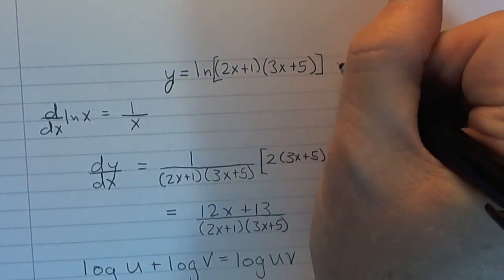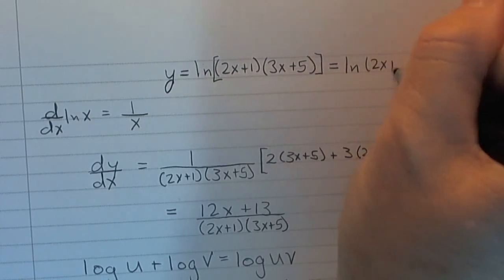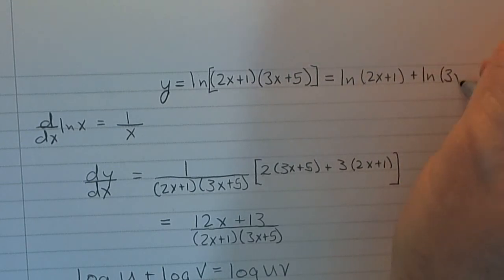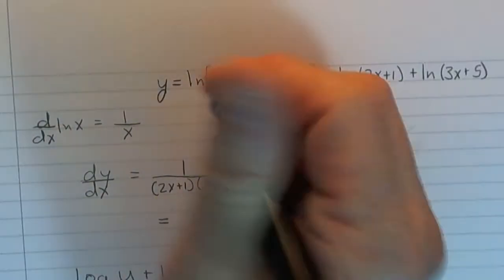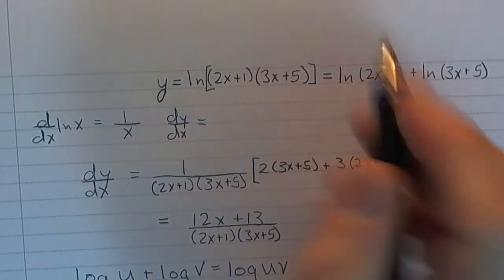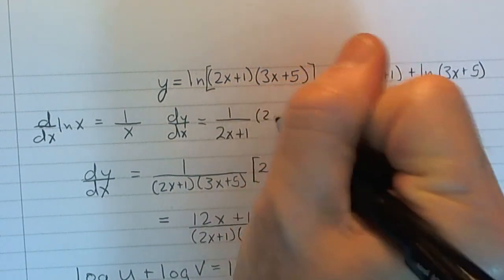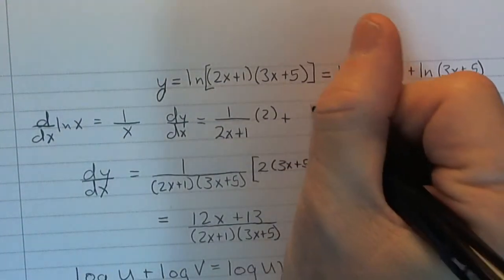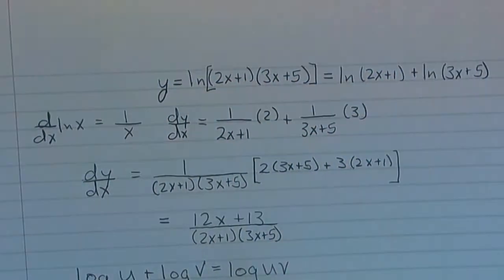For example, let's go back and look at this same problem here. What if I write this as the log of 2x plus 1 plus the log of 3x plus 5? What if I do that first and then I differentiate? Okay, so let's see what happens. dy/dx. I've got 1 over 2x plus 1 times 2, right? Chain rule. Plus 1 over 3x plus 5 times 3. See? Chain rule's going on there.